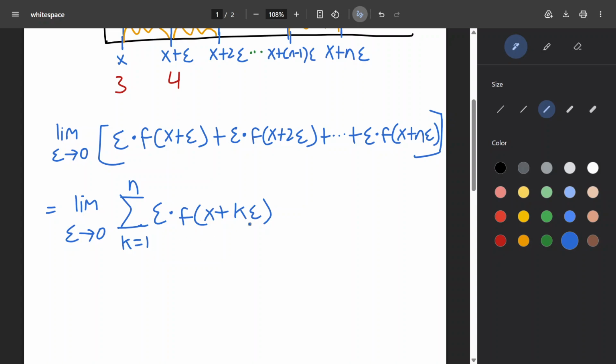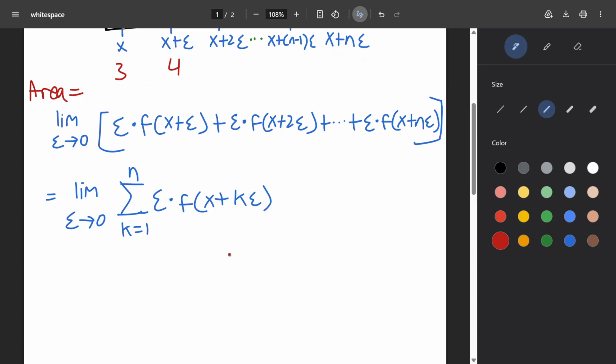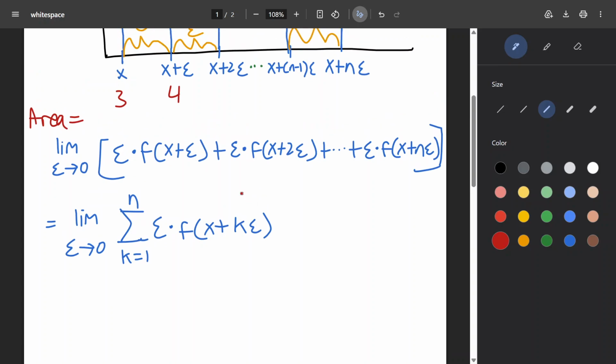So k is our counter. When k reaches n, that's going to be our last rectangle here, epsilon times f of x plus n epsilon. So this entire expression at the top is equivalent to what I wrote here. Keep in mind that this is representing the area under the curve here. Great, so we have our definition of area under the curve written out.